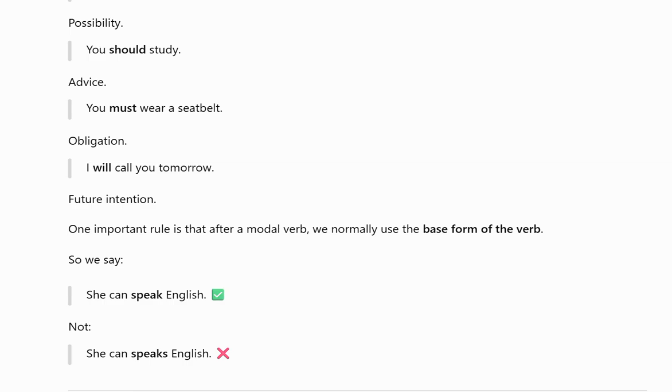One important rule is that after a modal verb, we normally use the base form of the verb. So we say, she can speak English, not she speaks English. Okay?